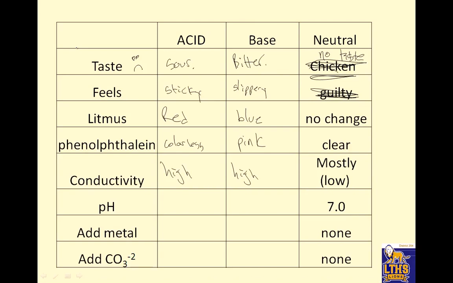An acid has a pH below 7. A base has a pH above 7. And a neutral substance has a pH of 7. If you add a metal, an acid dissolves it, and a base has no reaction. If you add carbonate, acid bubbles, and a base, no reaction. So there are some basic properties to start with.